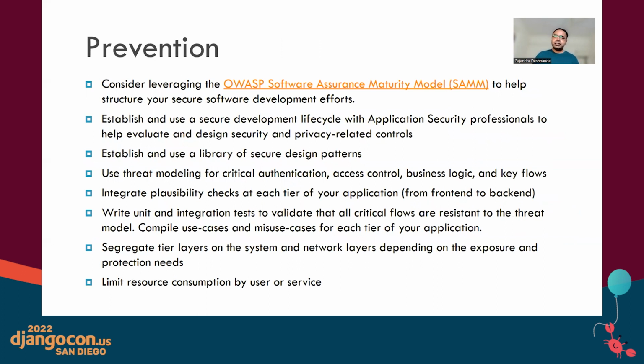Now prevention. Consider using the OWASP Software Assurance Maturity Model, SAMM, to help structure your secure software development efforts. Then establish and use a secure development lifecycle with application security professionals to help you evaluate and design security and privacy related controls. Establish and use a library of secure design patterns. Then use threat modeling for critical authentication, access control, business logic, and key flows. Then limit resource consumption by user or service, then write appropriate unit and integration tests to validate that all critical flows are resistant to the threat model.